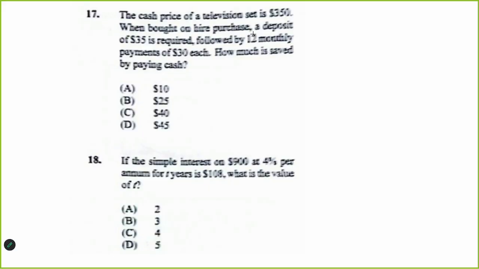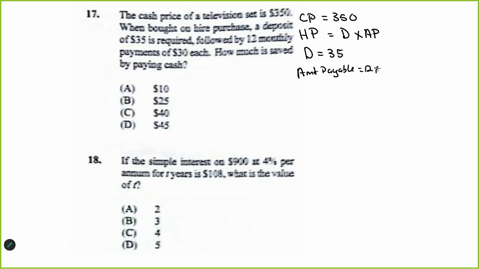When bought on hire purchase, a deposit of $35 is required. So the cash price is $350. When you're doing hire purchase, it is your down payment plus your amount payable, which means the amount you pay for all the months that they tell you to pay. So your down payment is $35, and your amount payable would be for 12 months you're paying $30, which is 12 threes are 36, and you add a 0. So your hire purchase price is going to be $360 plus 35, which is $395.